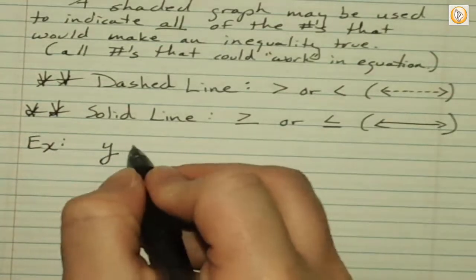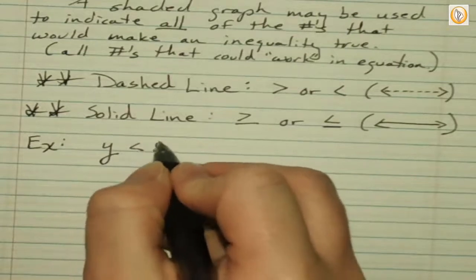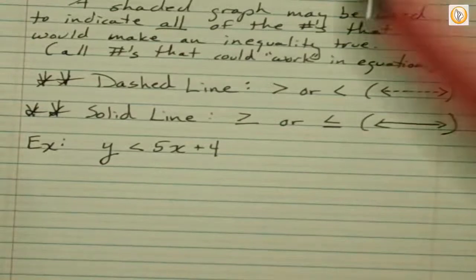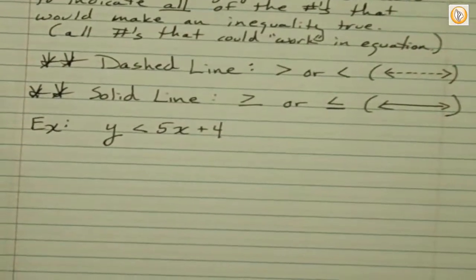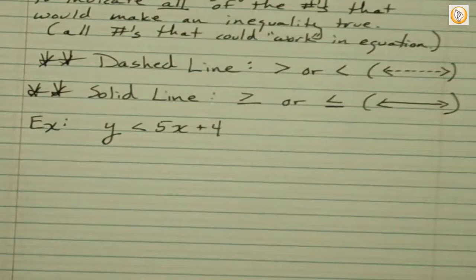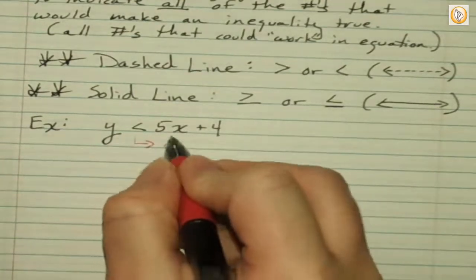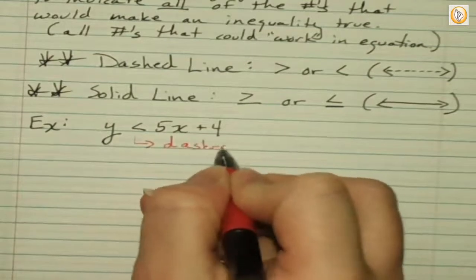Example. If I have y is less than 5x plus 4, is that a solid or dashed line, Cecilia? Dashed line. It's dashed.